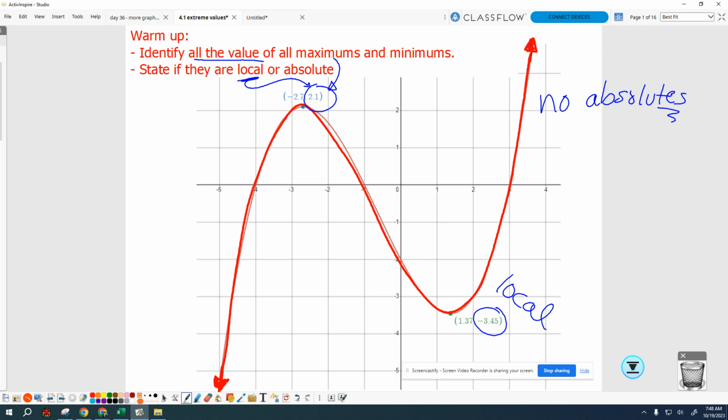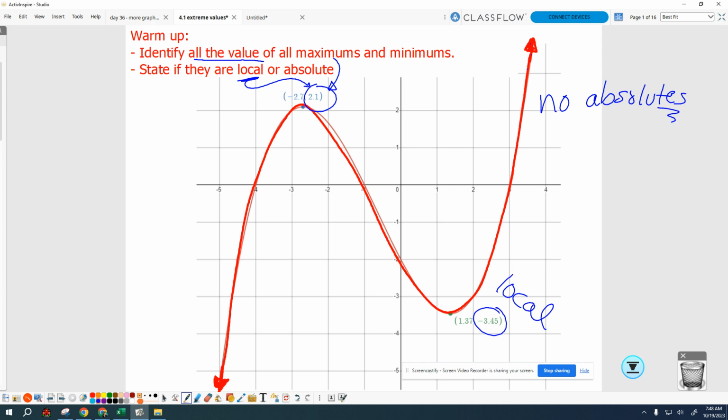And here's the catch with AP. Did they ask, when did this reach the maximum, or what is the maximum? If they ask, when was the high temperature of the day? Oh, 2 p.m. What was the high temperature of the day? 72 degrees. There's a difference, and it's subtle.